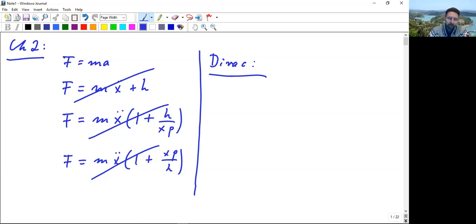Instead of trying F equal ma, let's try to write down the classical laws of physics, especially of classical mechanics. But Dirac's method also works on electrodynamics and other things. So Dirac said, let's try to write down classical mechanics, not in Newton's way, but in the more abstract way of Hamilton. And indeed, he then succeeded.